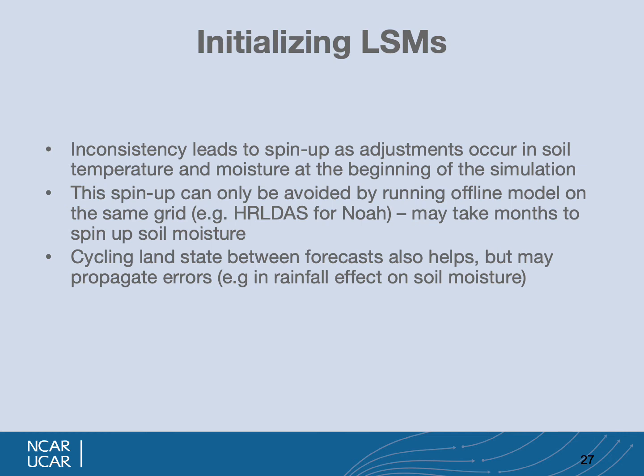The spin up can only be avoided if you want to run an offline model on the same grid for a long period, which may take months to spin up the soil moisture. We have offline models like HRLDAS for Noah, where you can run it driven by observations for a period before the period of interest. An alternative is to cycle the land state between forecasts, which also helps, but also propagates errors. If you have rainfall in the wrong place, the soil moisture will be in the wrong place in the next cycle. So it's always advantageous to either use an analysis soil moisture, which has been driven by the correct rainfall, or use HRLDAS to spin up, and somehow HRLDAS has already got the correct rainfall as well.